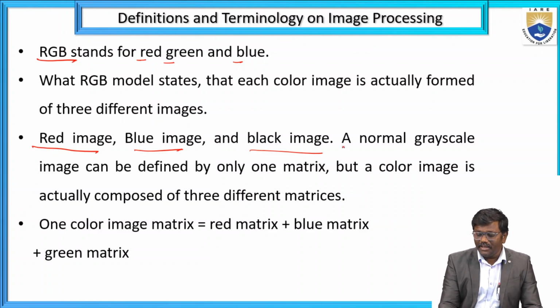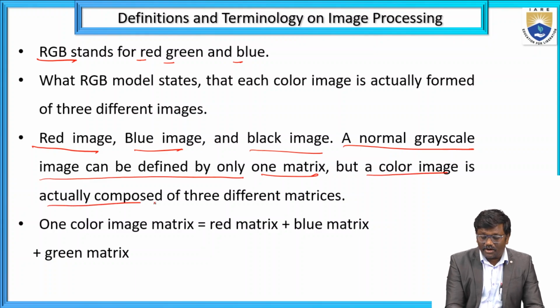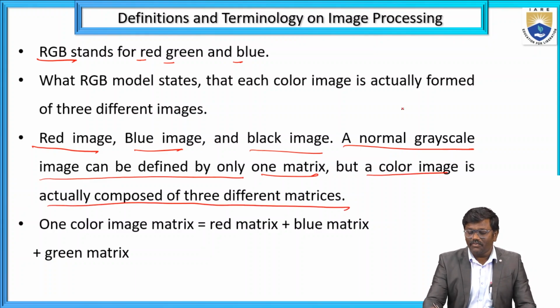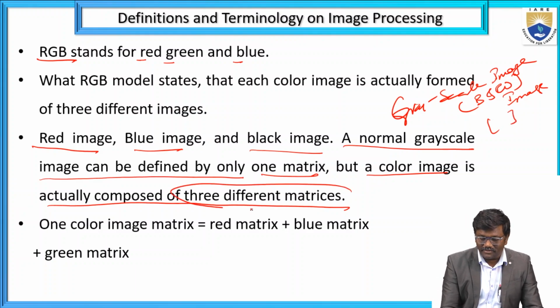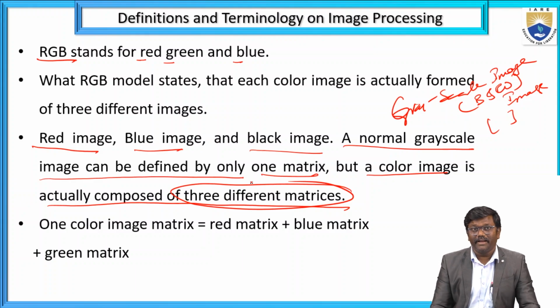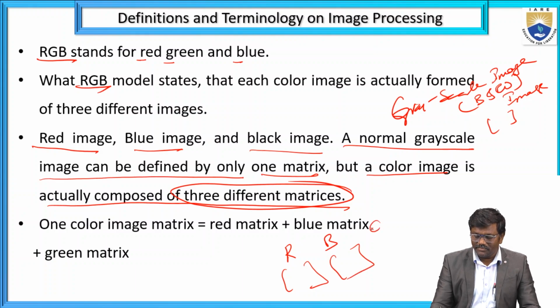Normally a grayscale image can be identified and defined by only one matrix, whereas a color image is actually composed of three different matrices. The grayscale image is the black and white image, which we define as simply one matrix. But for the RGB model, three different matrices are attained. Why? Because R is one image, the red image, B is the blue image, and G is another image.